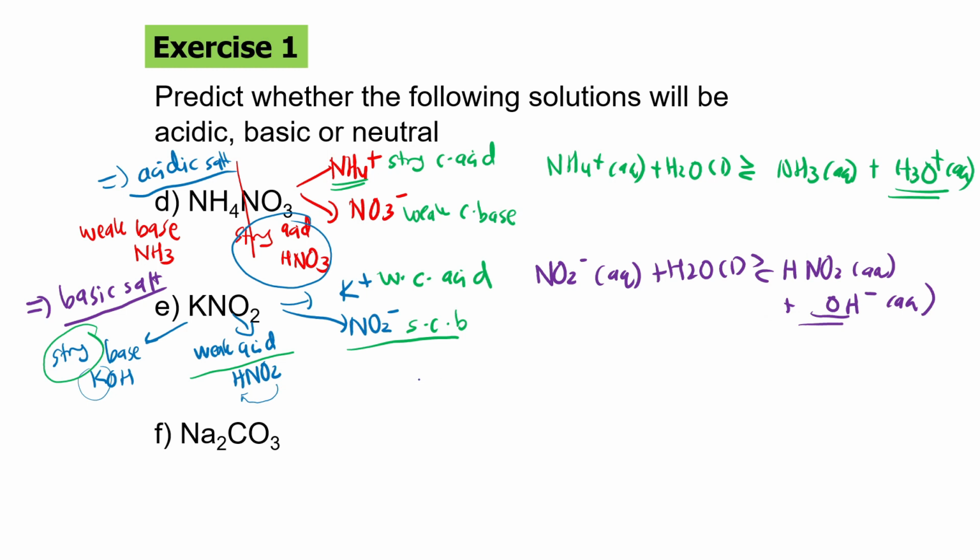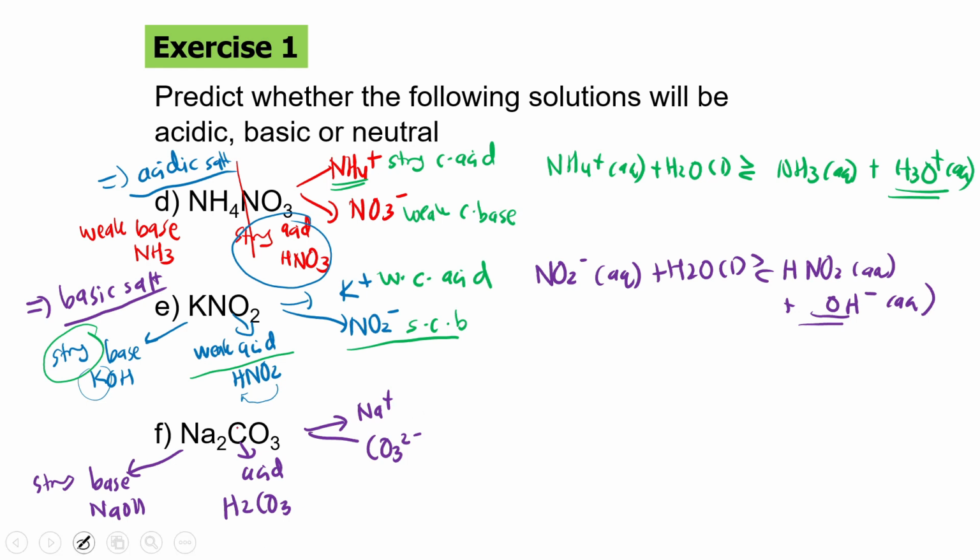Okay, question F. This one is come from base NaOH. This one is from acid H2CO3. Salt dissociation, ion Na+ dengan H. Okay, so yang ni ada dua choice. Kalau kita pisahkan dia kepada CO3 2- pun boleh, HCO3- pun boleh. Okay, so kita pisahkan kepada CO3 2-. Okay, so NaOH ialah strong base. So dia akan hasilkan weak conjugate acid. So this one ialah weak conjugate acid.